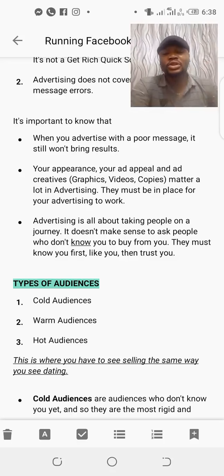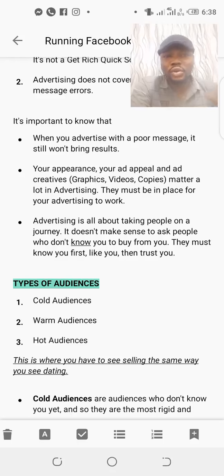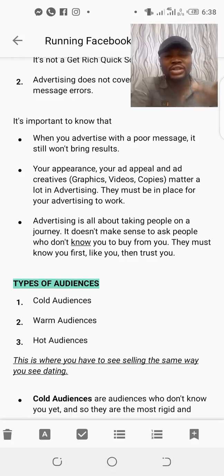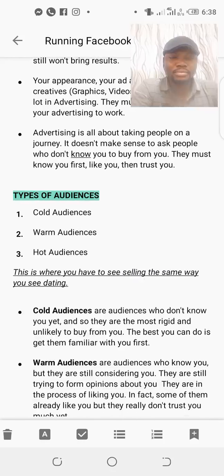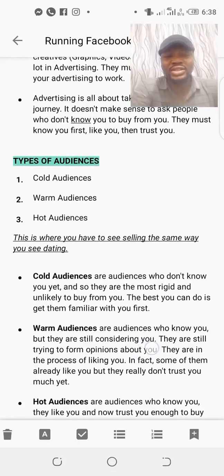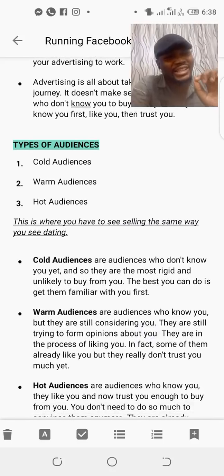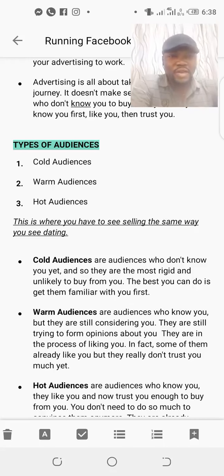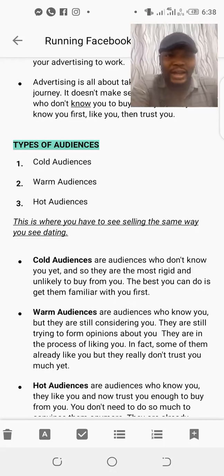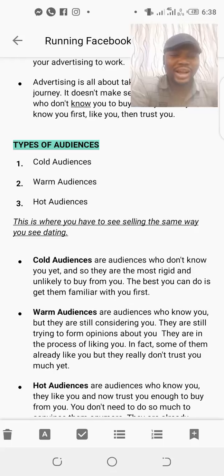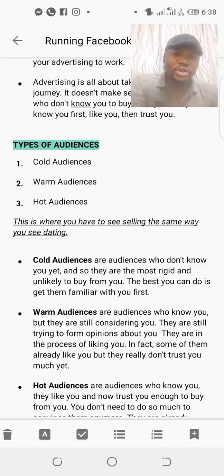So this brings us to the three types of audiences: cold audiences, warm audiences, and hot audiences. And this is where you have to see selling the same way you see dating. If you want to be able to sell successfully online, you must see it as though you are dating the person you want to sell to.